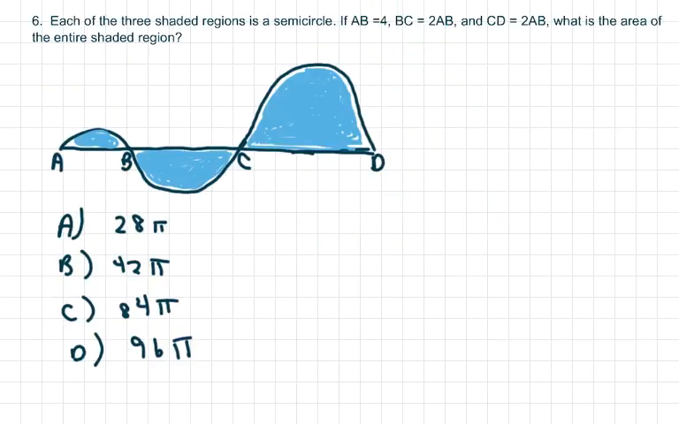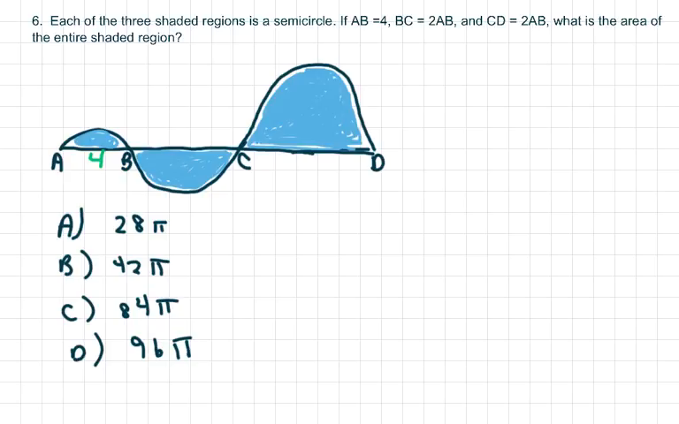Okay, next we have 3 shaded regions here, and there are semicircles actually, and they give you all this information. So basically, we're going to use the only diameter given, which is AB equals 4, and then determine the other 2 diameters. Then we're going to use the area formula to find the area of each, and multiply each area by 1/2 to account for the fact that you only have a semicircle.